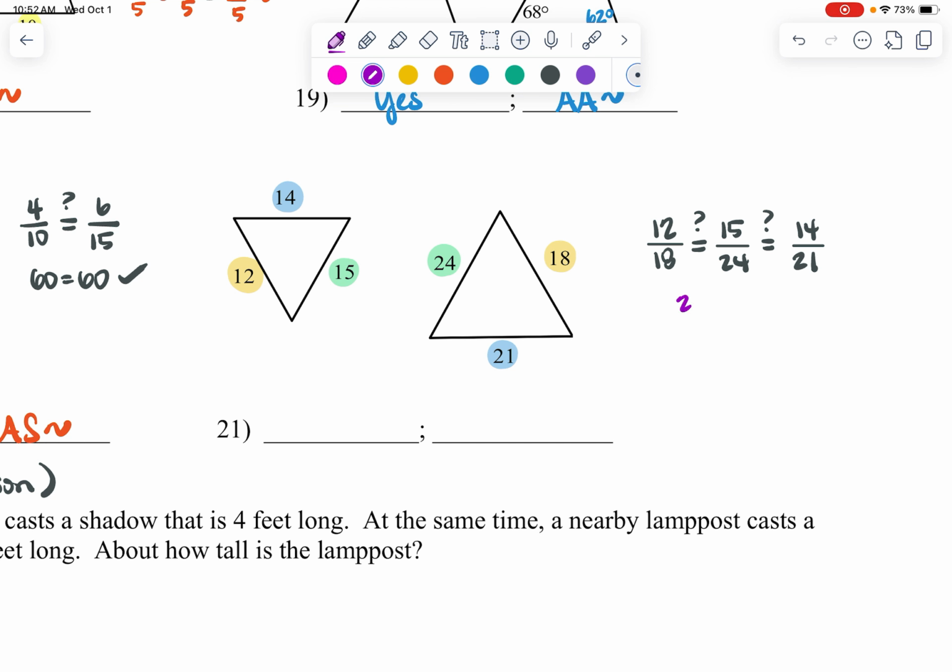Because 12/18 reduces to 2/3. Well, so does 14/21, right? But 15/24, that reduces to 5/8, right? And 5/8 is not equal to 2/3, right? So this is a no. And you would just leave this blank, of course.